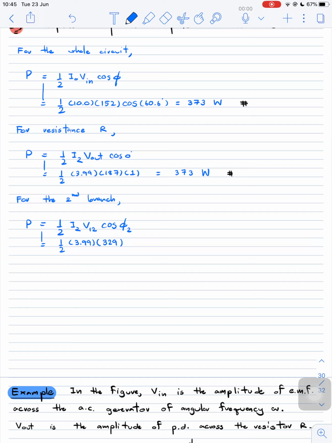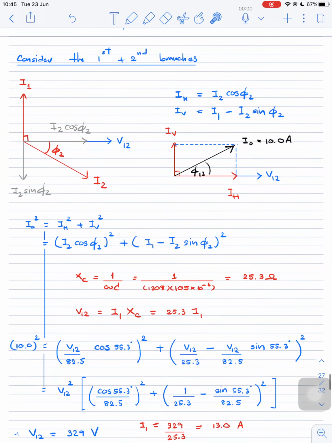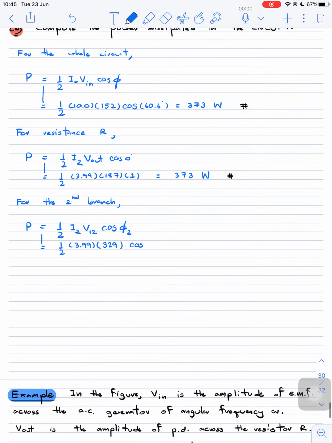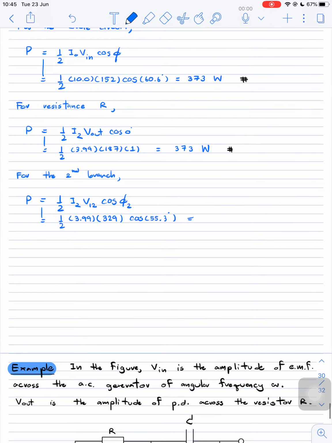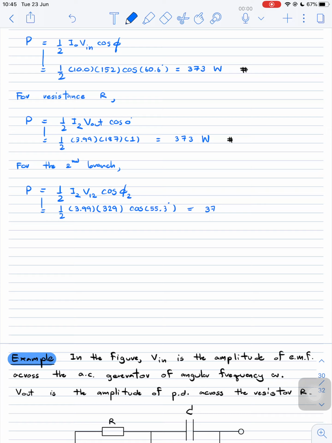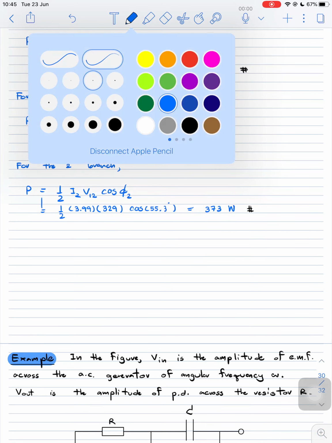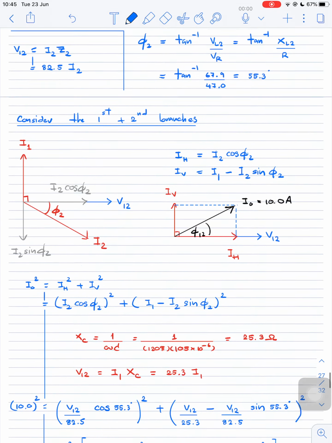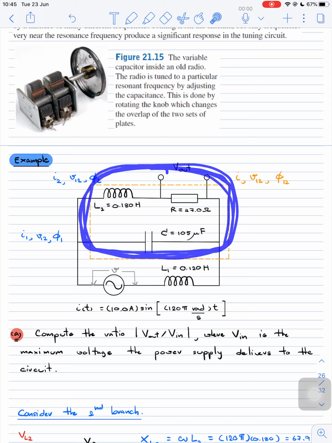And then the phase here is equal to 55.3 degrees. And that's it, right? So you will get the same answer, 373 watts, as well. One more thing: you can find the power loss via this group of branches as well.